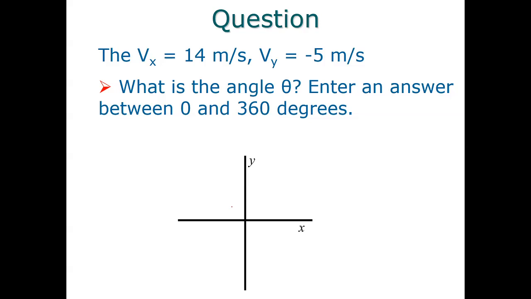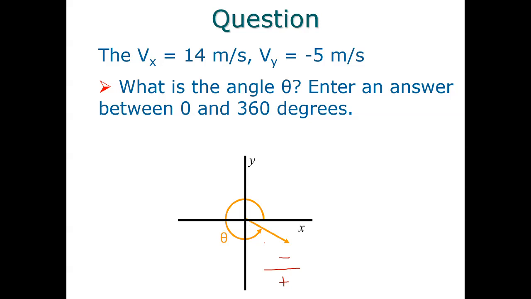So here we are given that the y component of a velocity is negative 5 meters per second, and the x component is 14 meters per second. So that means we are in the fourth quadrant, right? Our y value is negative, and our x value is positive. So that means our angle here should be between 270 and 360 degrees.